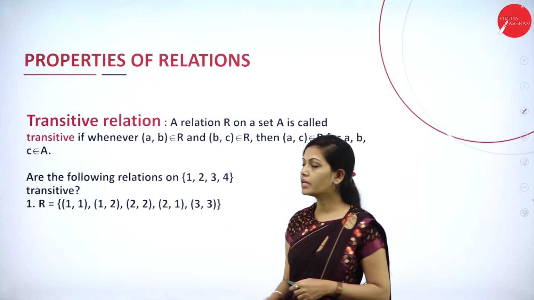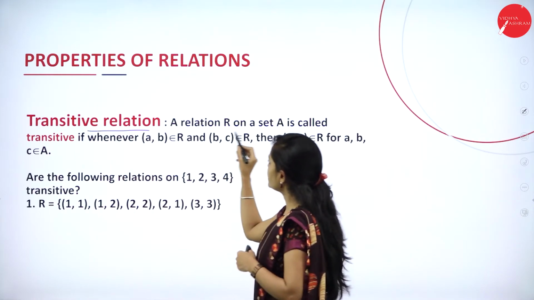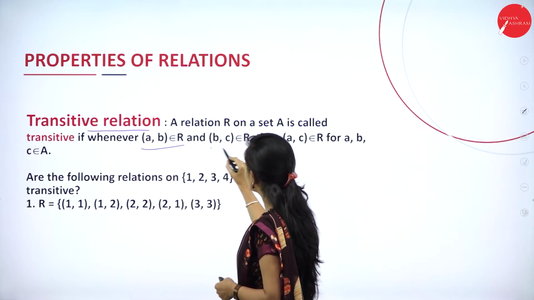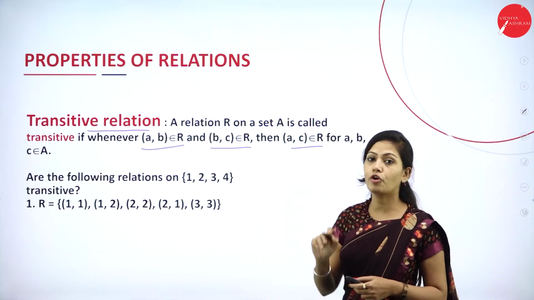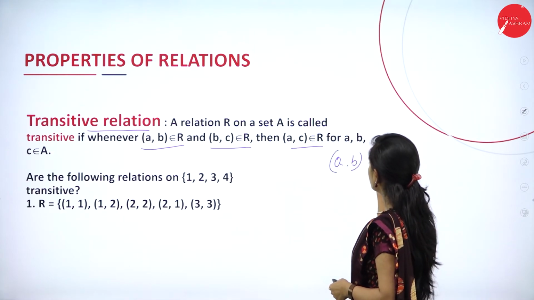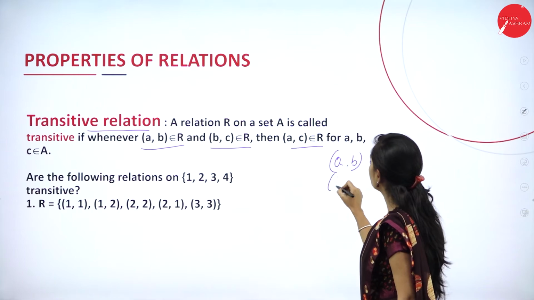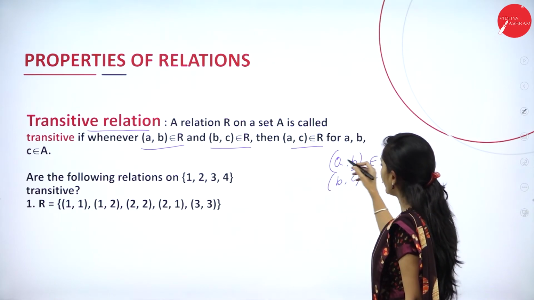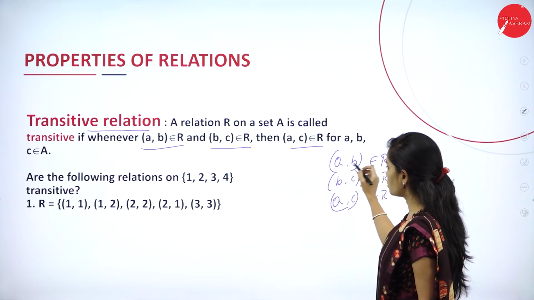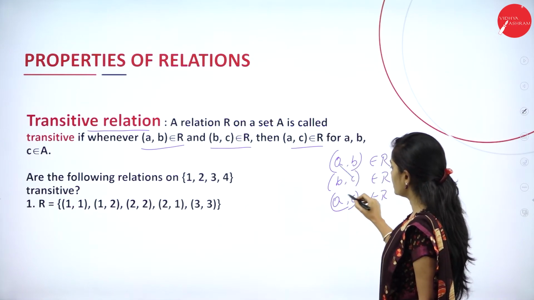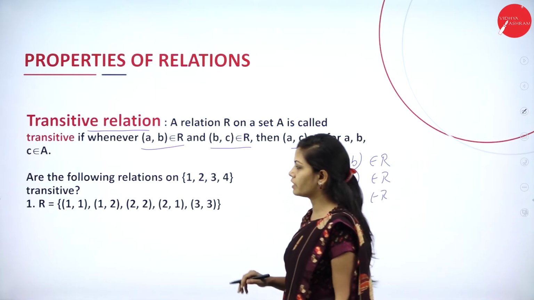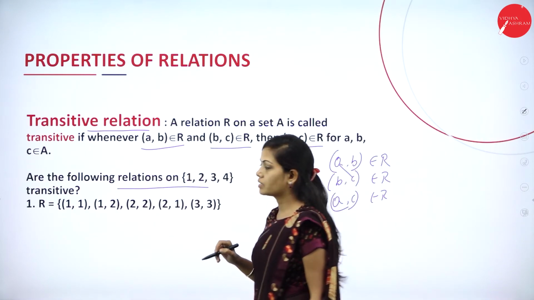And the next relation is the transitive relation. A relation R on a set A is called transitive if (a,b) belongs to R and (b,c) belongs to R, then (a,c) belongs to R, for a, b, c in the set. So if (a,b) belongs to R, (b,c) belongs to R, and obviously (a,c) belongs to R, and this condition is satisfied, then we can call it a transitive relation. So, are the following relations transitive?